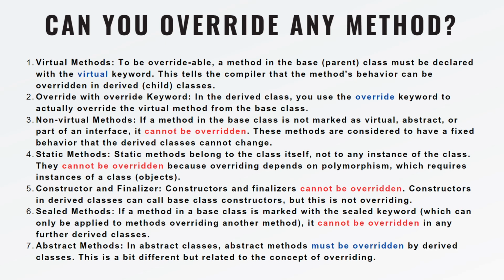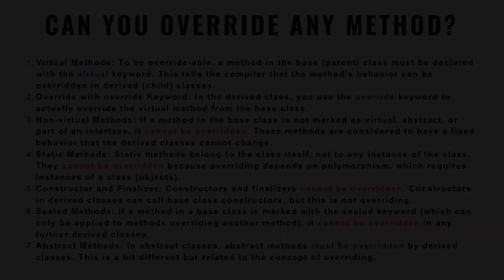And maybe a little bit unrelated, but when it comes to abstract methods in abstract classes, the abstract methods must be overridden by the derived classes, by the child classes. So let's take a look at two more code examples quickly, which will show that we cannot override non-virtual methods and we cannot override sealed methods as well.